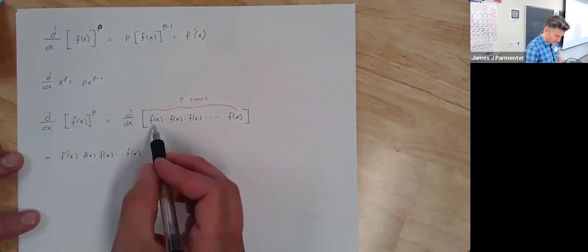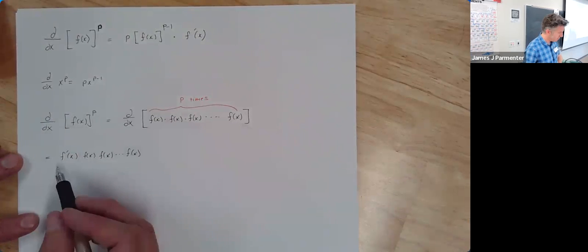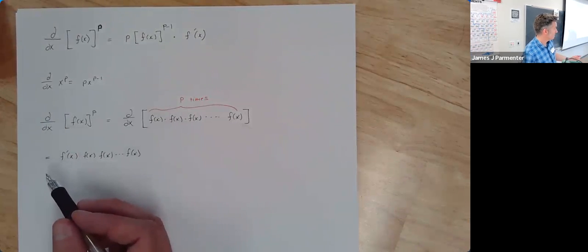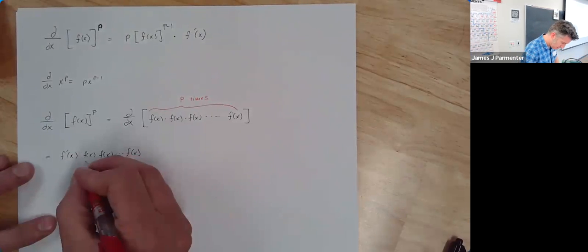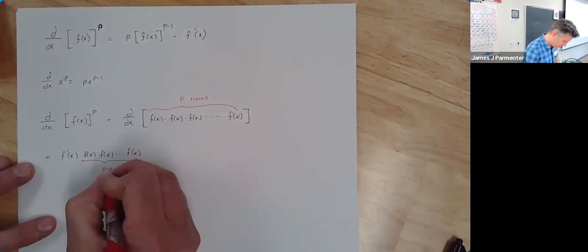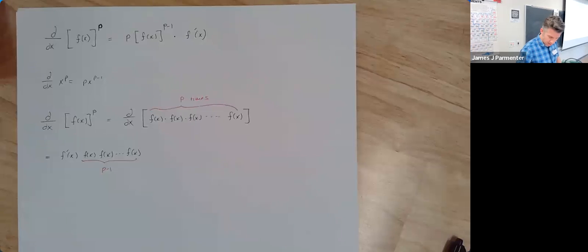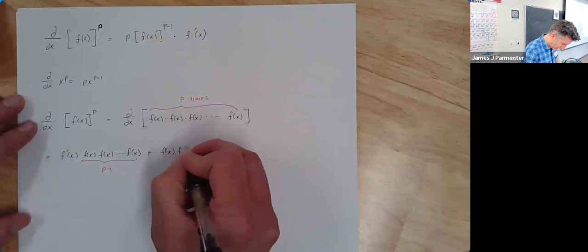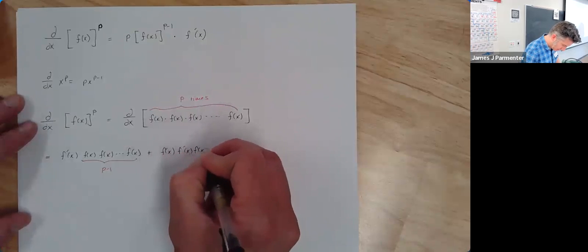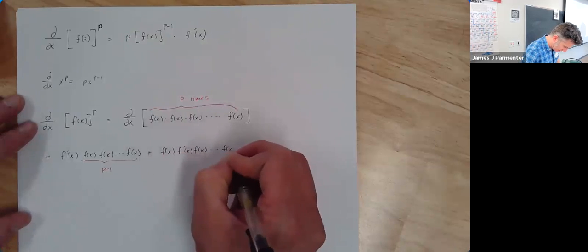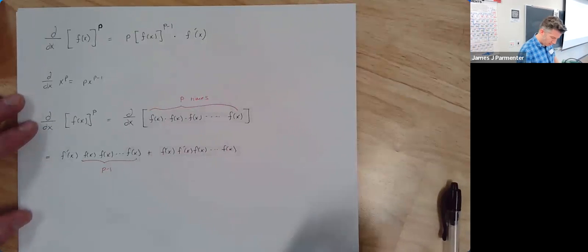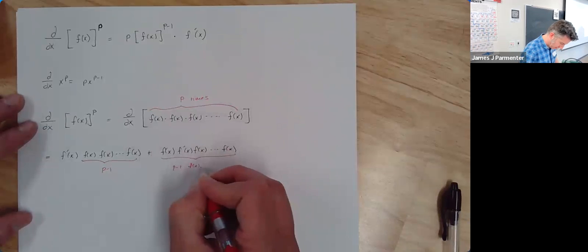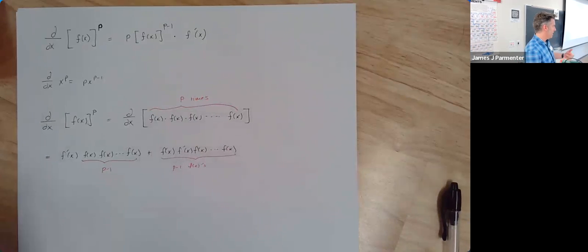How many? Well, let's see. There were p of them. Now there's how many? One less. So that's going to be p minus 1. And then the next one is going to be f of x times f prime of x times f of x all the way to the last f of x. But in here, there's still p minus 1 f of x's multiplied together. They just are not all at the end.